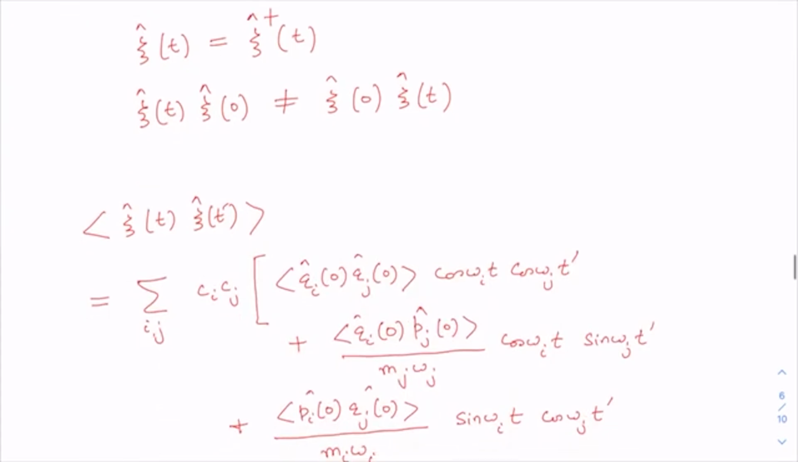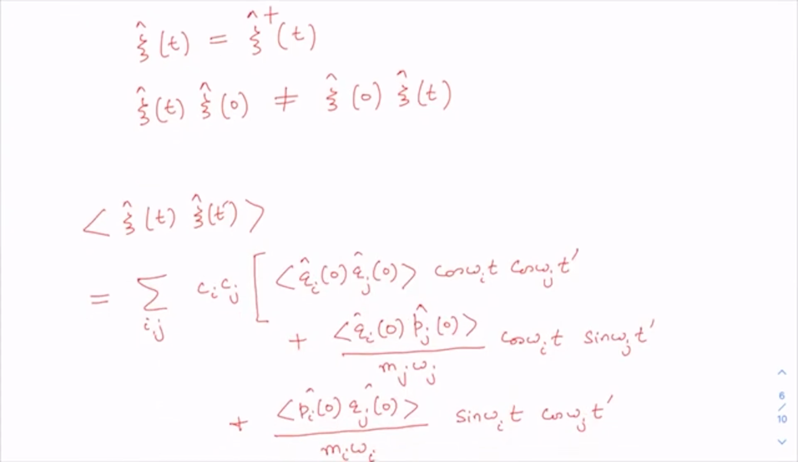It is very easy to see that this Langevin noise operator, the quantum Langevin noise operator, is Hermitian, and because these are quantum operators, xi of t, xi of 0 is not equal to xi of 0, xi of t. That means the time order also matters.